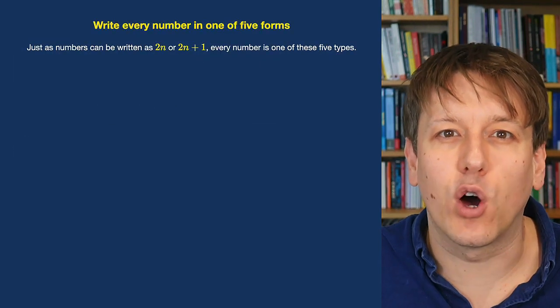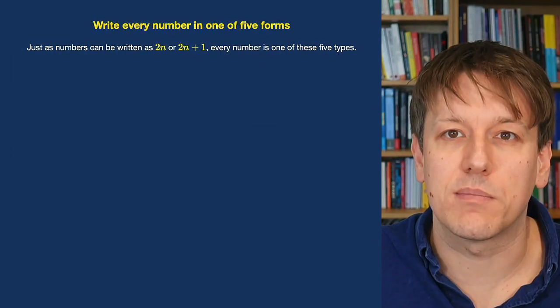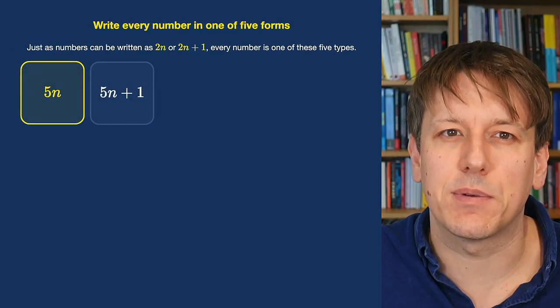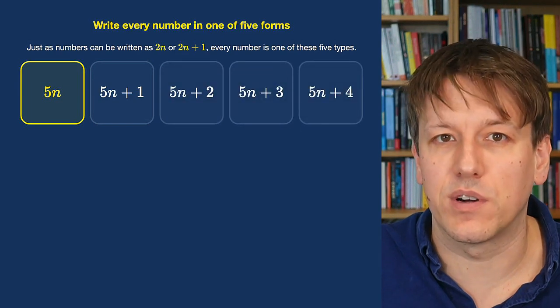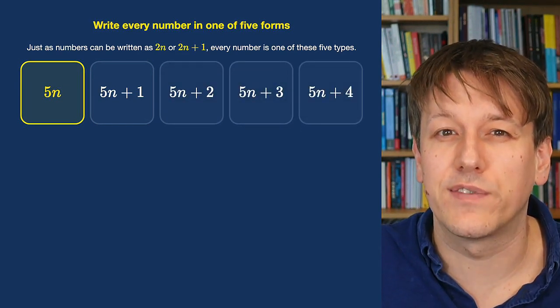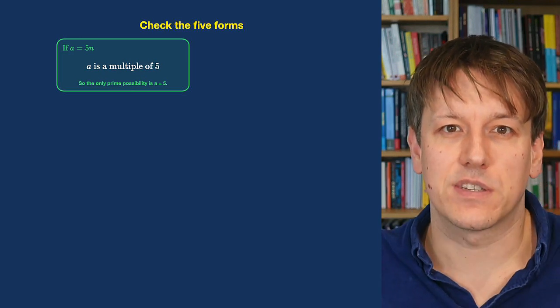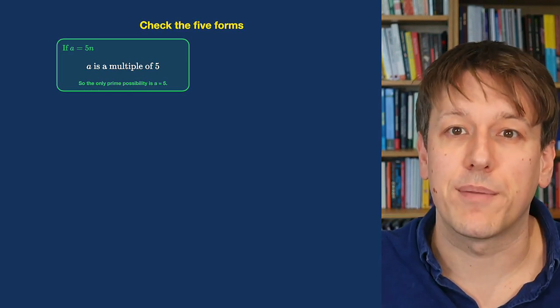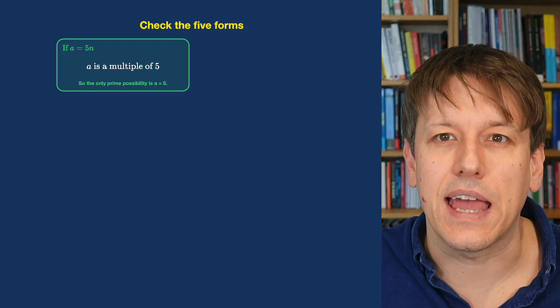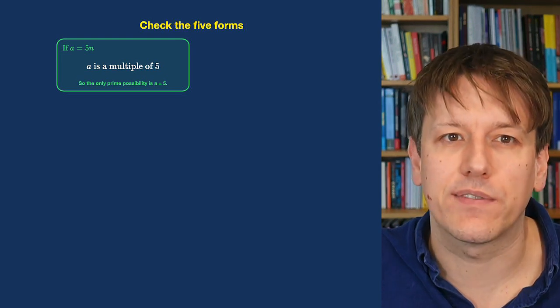So just as even and odd numbers can be written as 2n or 2n plus 1, every integer can be written as one of 5n, 5n plus 1, 5n plus 2, 5n plus 3, or 5n plus 4. So if a is 5n, then a itself is a multiple of 5, so the only prime possibility is a equals 5, and that's the case that we've already found.